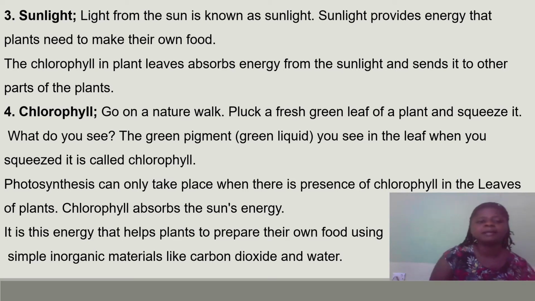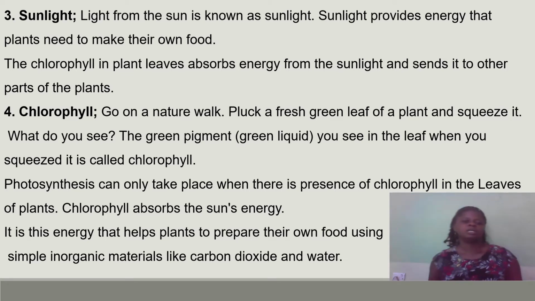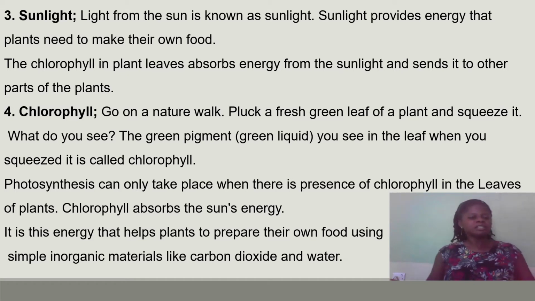it provides energy that the plant needs to make the food. The chlorophyll in the plant leaves absorbs energy from the sunlight and sends it to the other parts of the plant, which helps in the preparation of the food. When you go on a nature walk and pluck fresh leaves from a plant and squeeze them, you realize that the liquid coming out is green. That green liquid is the chlorophyll that we are talking about. Photosynthesis can only take place when there is a presence of chlorophyll. So if the plant does not have chlorophyll, it cannot produce its own food.